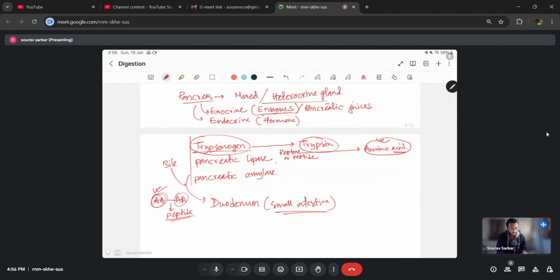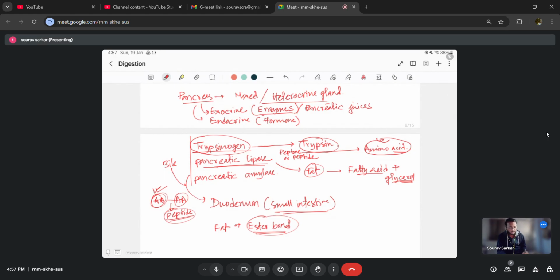Second, pancreatic lipase will break down the fat globules into fatty acid and glycerol. The components of fat are connected with one another by ester bonds. In case of protein they have peptide bonds, in case of fat they have ester bonds. We have to break down the ester bond, and we will get fatty acid and glycerol. The pancreatic lipase will do that. So digestion of fat is done in the small intestine portion, in the duodenum.